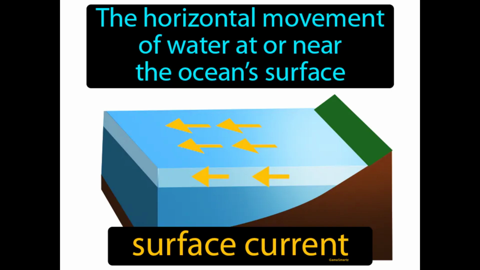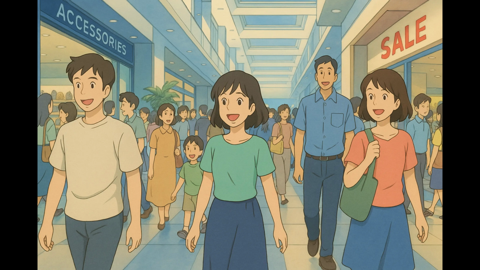The horizontal movement of water at or near the ocean's surface. Surface current. Surface currents are ocean waters that flow across the surface, driven primarily by wind patterns. Imagine trying to navigate a crowded mall during a big sale where everyone seems to be moving in different directions, but eventually follows certain paths.